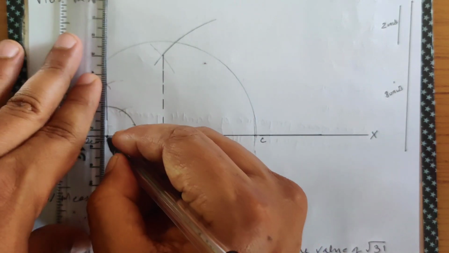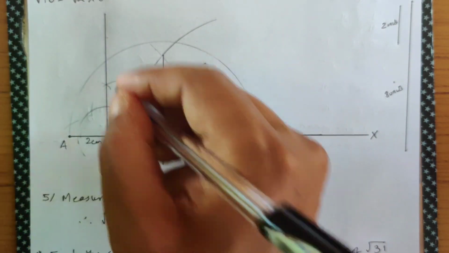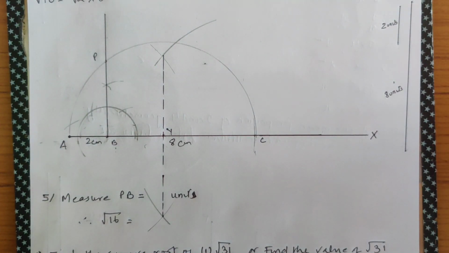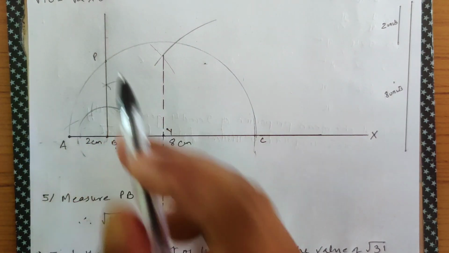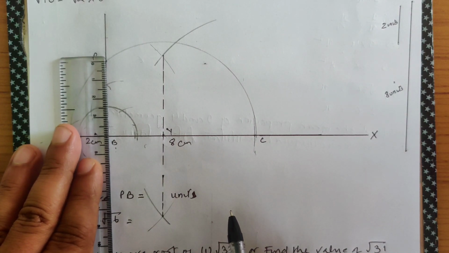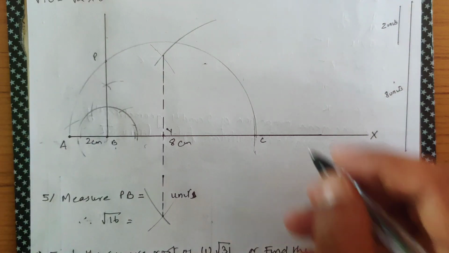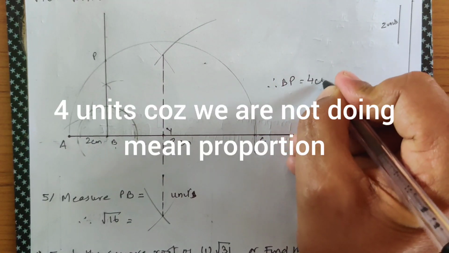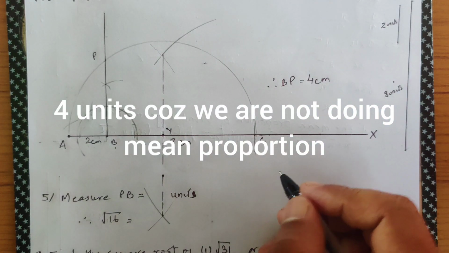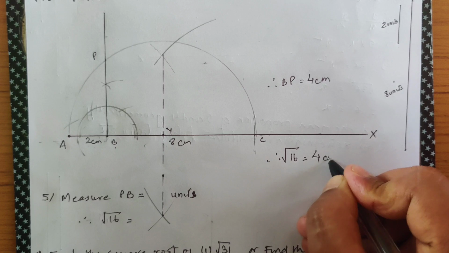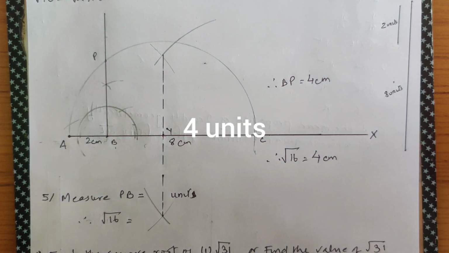Let's name this as P. So the perpendicular meets the semicircle at the point P. Let's measure P. It's almost 4. Therefore BP equals to 4 cm. You must always conclude. Therefore root 16 equals to 4 cm. Yes, this is how we find square root.